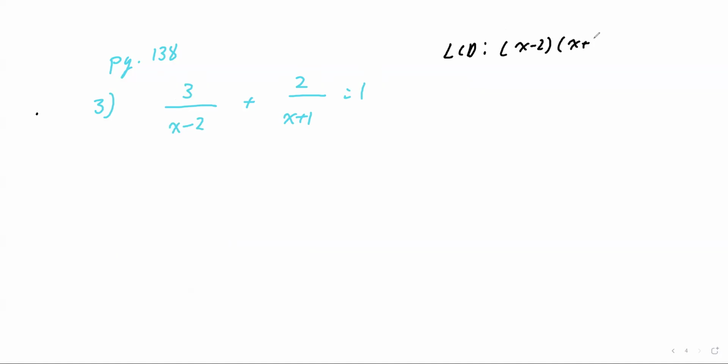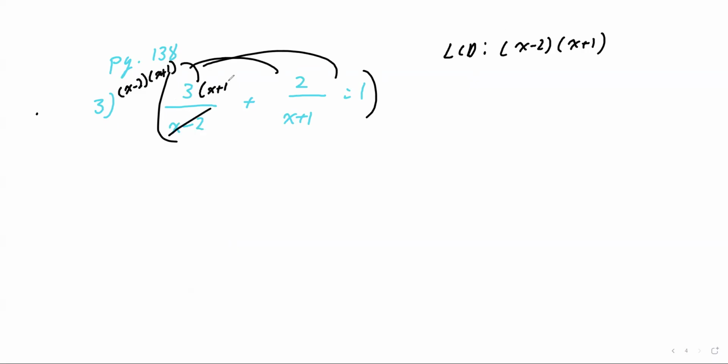So this will be on page 138, and I want to do number 3. So this is 3 over x minus 2 plus 2 over x plus 1 equals 1. So again, notice that the least common denominator is x minus 2 and x plus 1. So I will multiply everything by the two denominators. So the x minus 2 will cancel, and I really just have x plus 1. The x plus 1 will cancel. I really have just x minus 2. And the 1 will be multiplied by both x minus 2 and x plus 1.